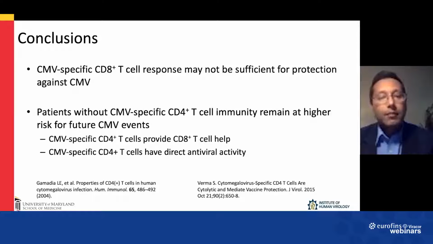So why is this? Well, part of this, I think, can be explained by the fact that CMV-specific CD4 T cells are needed to provide CD8 T cell help. In addition, there is some data suggesting that CMV-specific CD4 T cells also have direct antiviral activity. So with this, I will conclude and hope that through these two cases have shown how we can use the CMV T cell immunity panel to help guide secondary prophylaxis, and have also shown the importance of the CMV-specific CD4 T cell response in guiding our prophylaxis decisions.